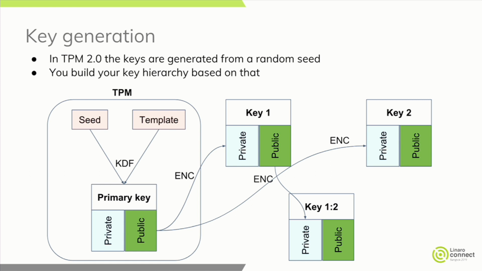And with that primary key, you can then create a kind of tree structure of keys, which you can export, since the private key on the exported keys will basically be wrapped by the public key. So, and as we will see later also, this is kind of good in that sense that there's limited storage in a TPM device.